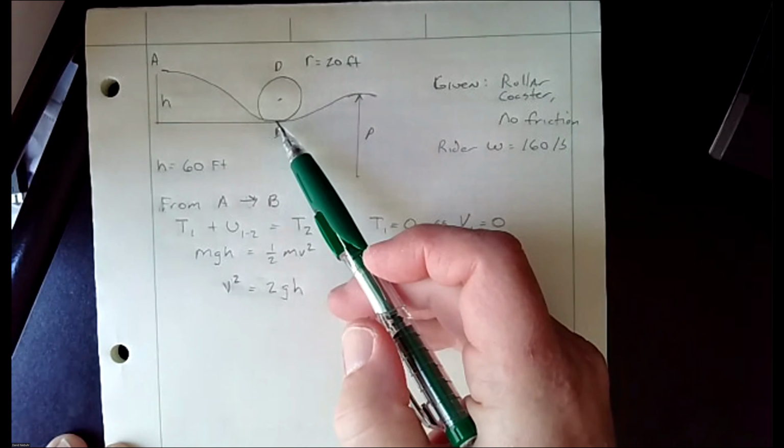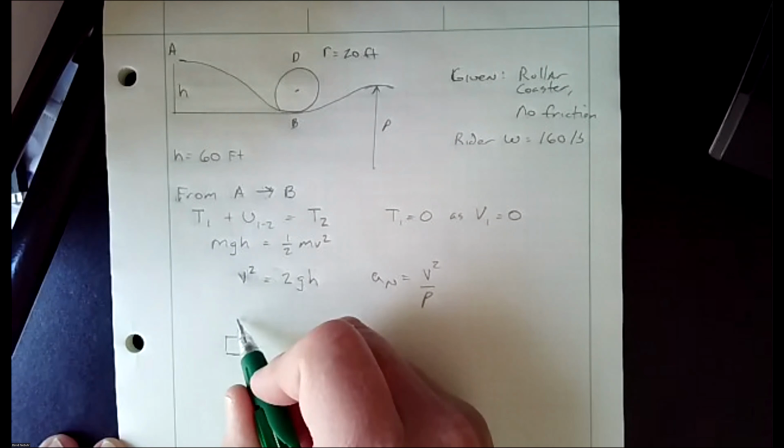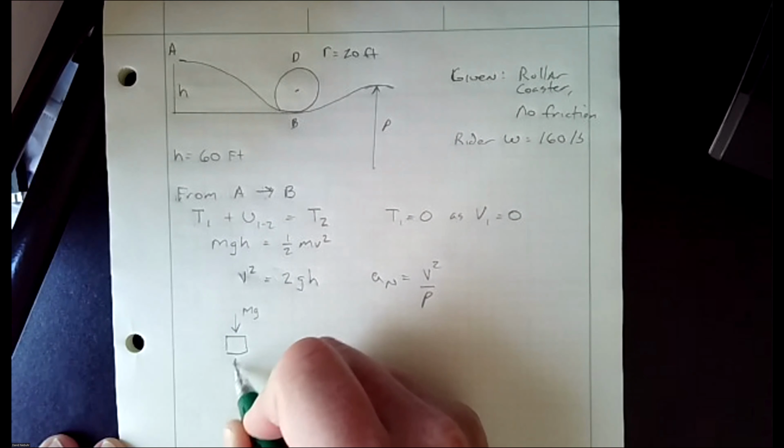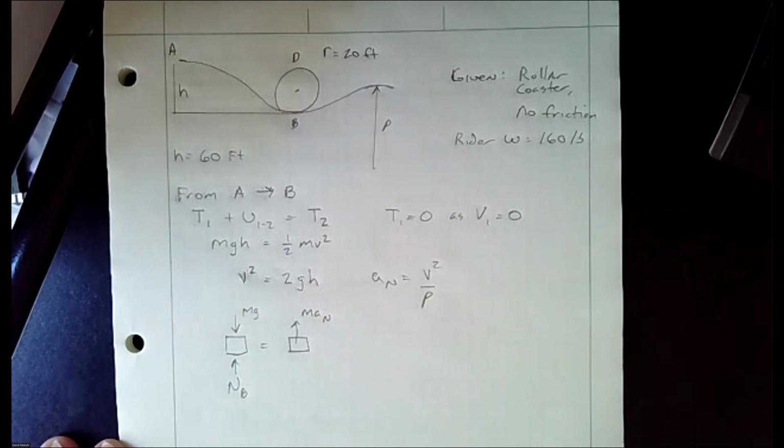So we're going to need a free body diagram. Let's just say this is the free body diagram of the cart and the rider. We know that it's going to just have mg and then the normal force acting on it, the normal force at B. And we know that's going to equal the mass times the acceleration MAN towards the center of the circle.